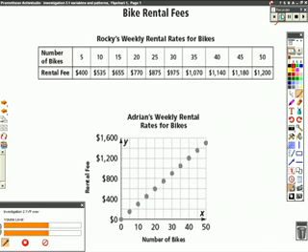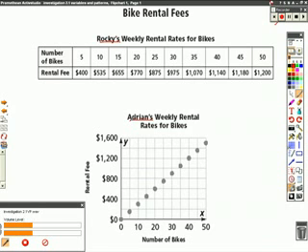So take a few minutes and answer that question by looking at the table and the graph that is in front of you. We have Rocky's gave us a table, and Adrian's gave us a graph. So based off of this data, which company would you pick to rent your bikes?